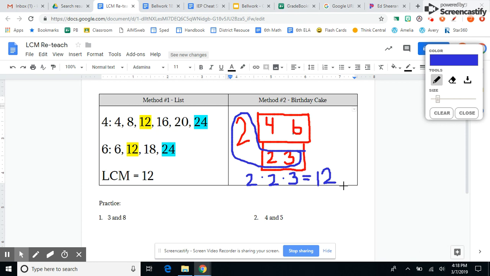Now, at the bottom of your paper are 4 practice problems. You can either choose to do method 1, which is listing out all the multiples, or you can choose method 2, which is the birthday cake. Or you might want to try both of them out and see which one you like best. As soon as you're finished with your practice problems, make sure you raise your hand and get it checked by a teacher. Good luck.